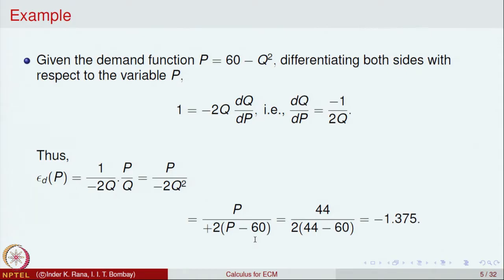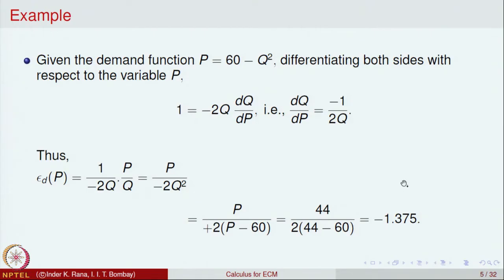And at a point, say p equal to 44, this is the elasticity of demand at a price p. So, if you want it at a particular price, you put that value in this formula, and we get this value. So, it is minus 1.374. So, the coefficient of elasticity of demand at a price 44 is minus 1.375. This is how we calculate it.